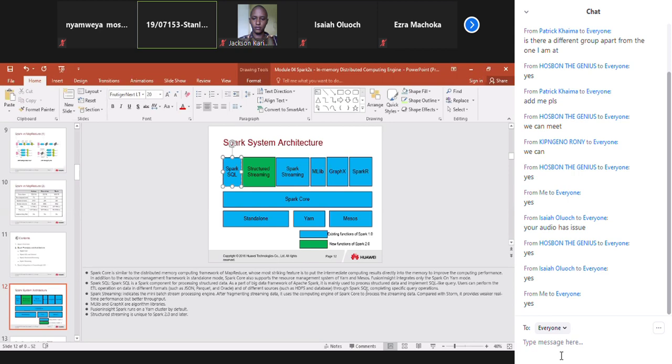And through Spark SQL, completing specific query operations. So you find Spark SQL does some query operations. Then we have here Spark Streaming. What is Spark Streaming? Now you find it indicates the mini-batch stream processing engine. After fragmenting stream data, it uses the computing engine of Spark Core to process the streaming data. Compared with Storm, it provides weaker real-time processing.